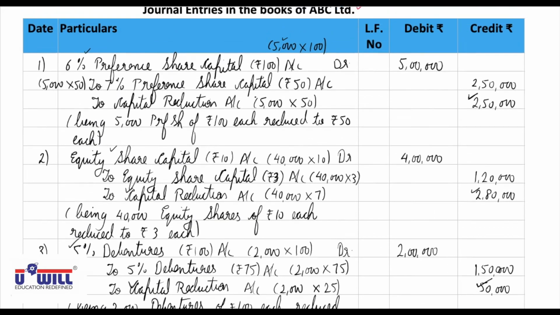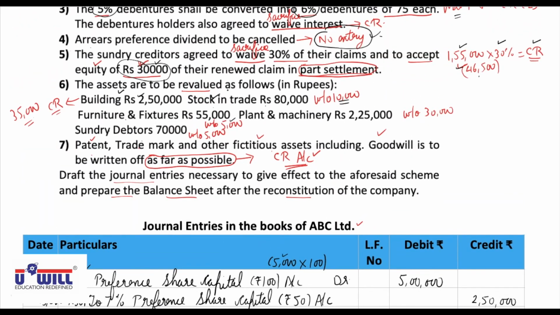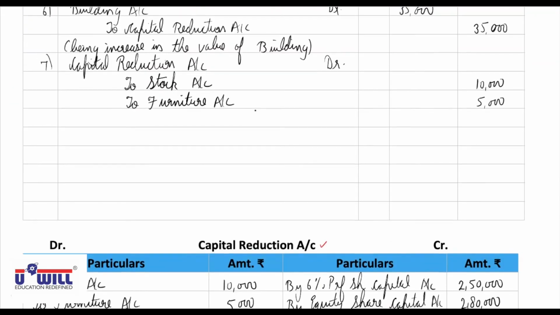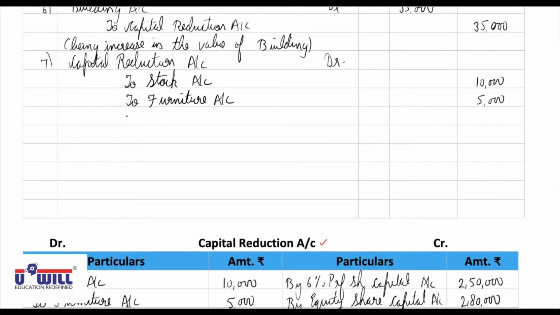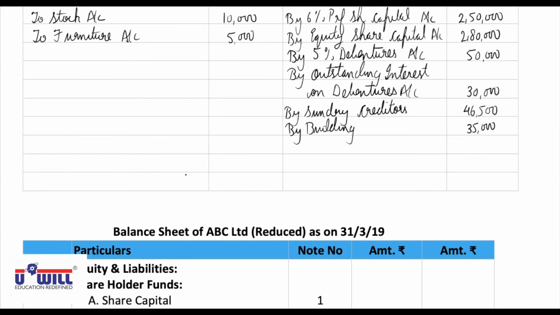Then after furniture we have plant and machinery 2,25,000. In balance sheet it is 2,55,000, so we have to write off 30,000. So further we will write to plant and machinery 30,000. Also again capital reduction account debit, so in capital reduction account debit side to plant and machinery 30,000.